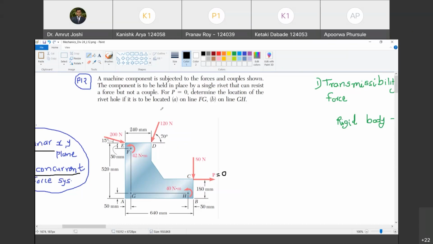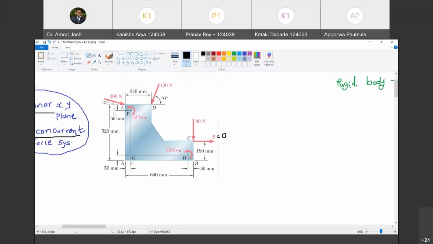This component is to be held in place by a single rivet, which can resist force, but which cannot resist a couple. So we have to find out the location of that rivet hole if it is to be located along line FG or along line GH. Along line FG, we have to find a place where this force system shrinks down to only a force resultant and not a moment resultant. Are you with me? Yes, sir. Okay. So we will solve part A first.